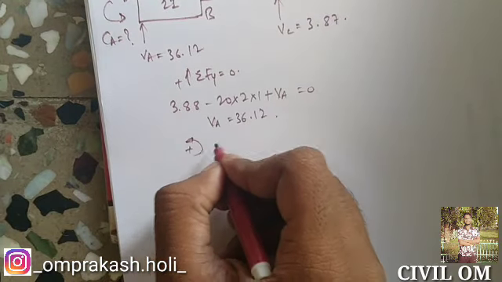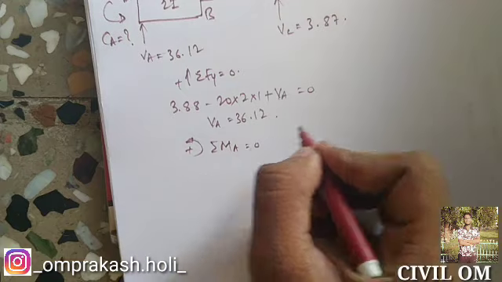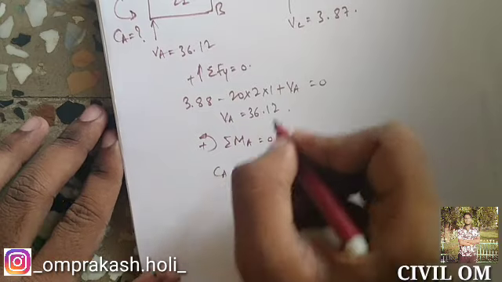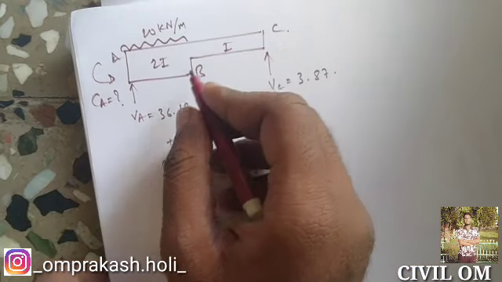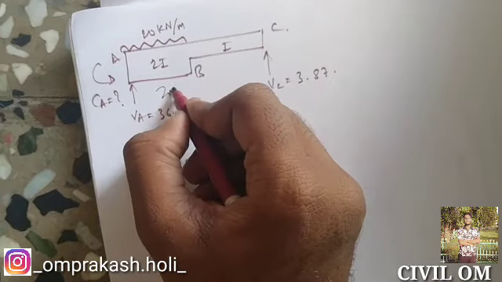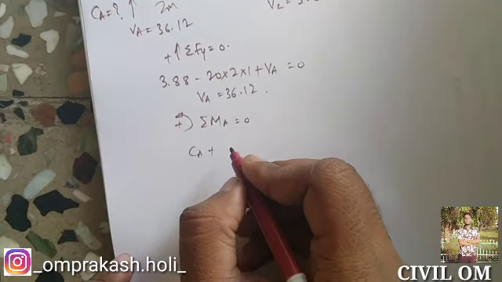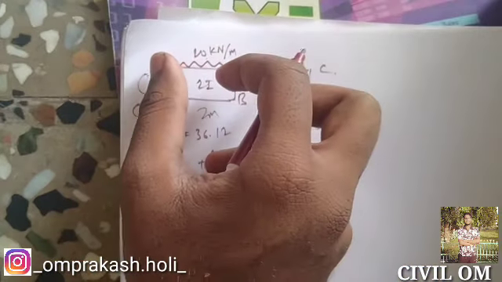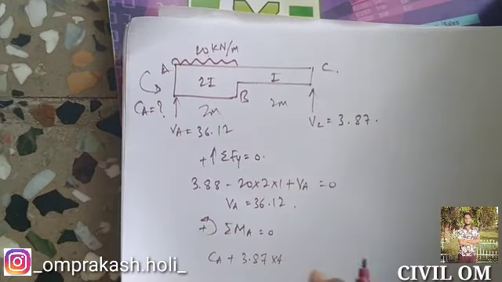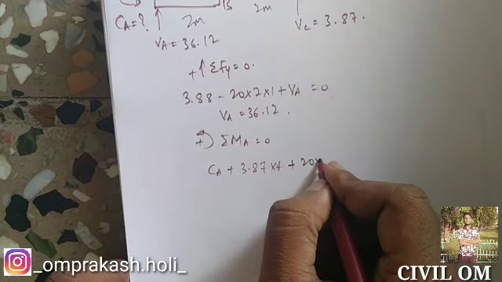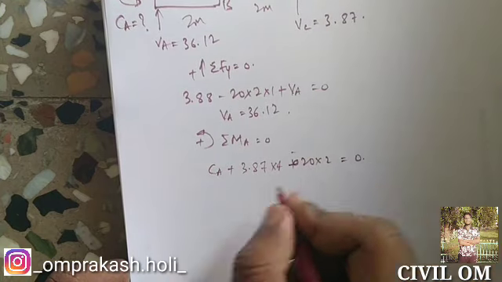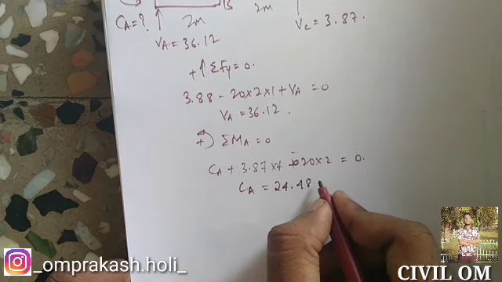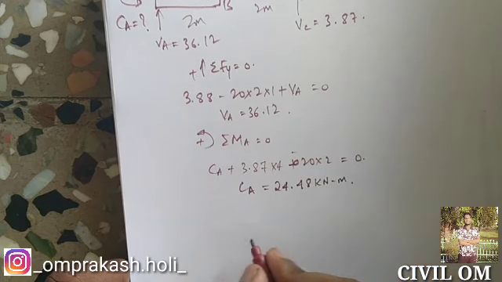Next we have to consider the moment at point A is equal to 0, taking anti-clockwise moments as positive. So CA plus 3.87, acting at a distance of 2 plus 2, that is 4. So 3.87 into 4 we have here. 20 into 2 is acting in the clockwise direction, and clockwise direction should always be taken as negative. Minus 20 into 2 is equal to 0. So CA is equal to 24.48 kilonewton meter.